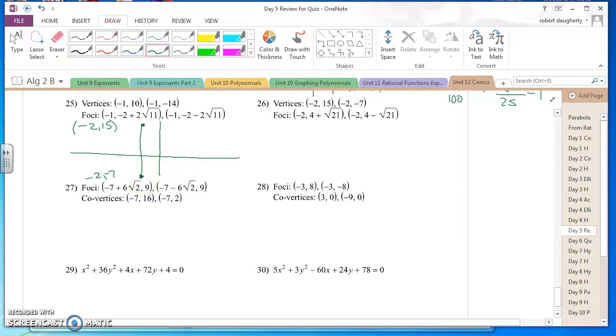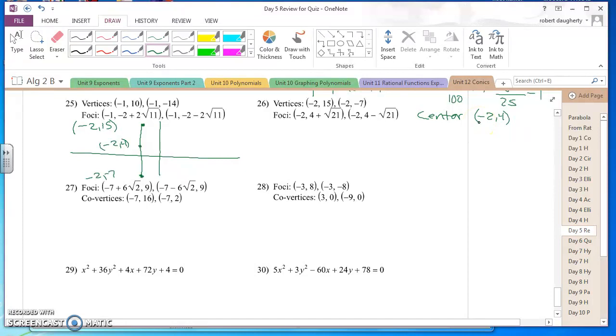So my center will be the midway point halfway between here. If I look at 7 plus 15 is 22, half of that is 11. So if I go from either one of these points, I either go up 11 or down 11, and I get to the center. So 15 minus 11 is going to be 4. So negative 2, 4. That's going to be the center. So the center of this ellipse is negative 2, 4.